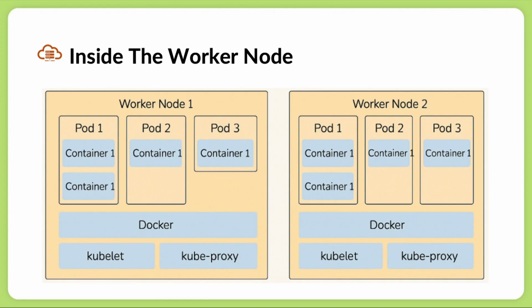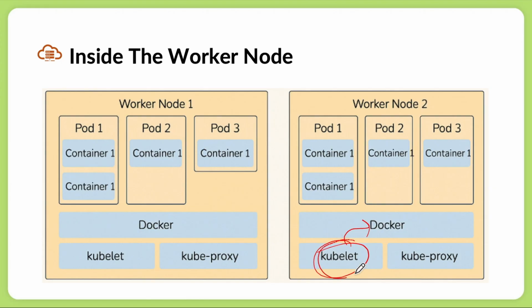Now let's understand with an example. When we say we need three containers, our request goes to the control plane, and the control plane scheduler decides on which node this container is going to be created. Then that request comes to that particular node's kubelet, and the kubelet talks to the container runtime like Docker or containerd, which actually creates the container.